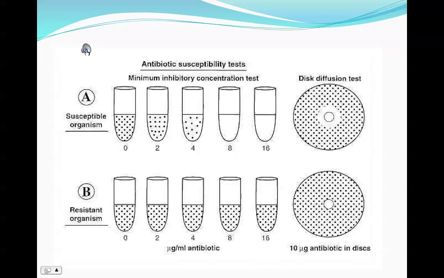Oftentimes, both the tube dilution method and the disc diffusion method are run together or correlated, and we compare the difference in effectiveness between the tube dilution and the disc diffusion test. Notice in this illustration, organism A, for both the disc diffusion test and the tube dilution test, or the MIC, gives us similar kinds of results. With the MIC, we can actually calculate how much antimicrobial we could use to treat our particular infection. We'd have to correlate that with the zone of inhibition on the disc diffusion test.